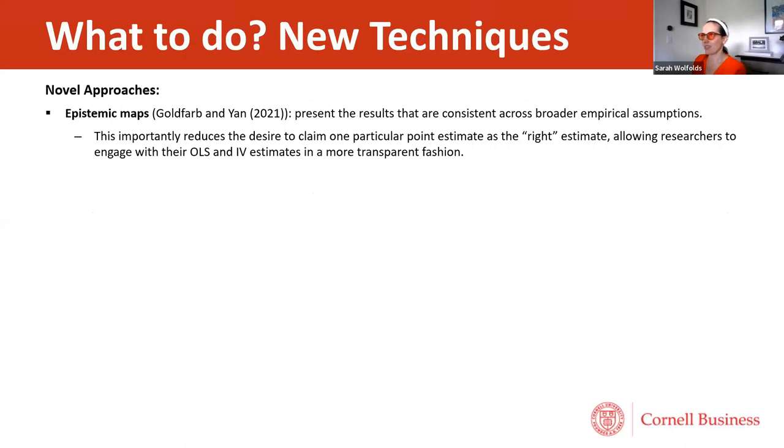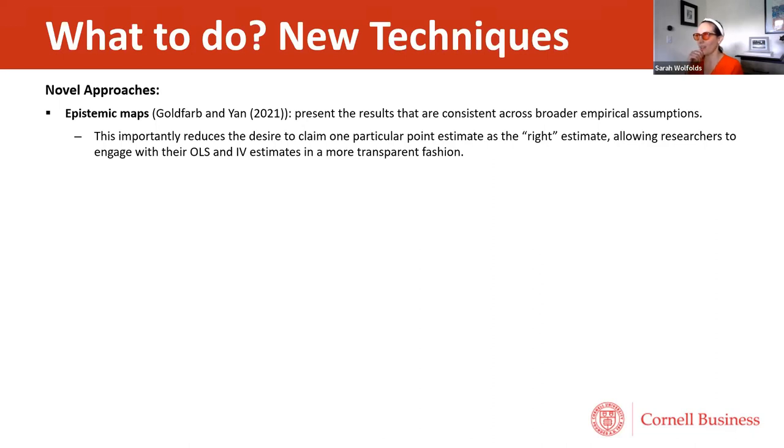Obviously there are a number of different techniques. What I just presented was essentially making the case for transparency and actually presenting your full results, in terms of first stage results as well as your OLS results. But there are a number of different ways that I think are consistent with the message we're trying to convey, right? One of the key takeaways is that the choice of your IVs, how weak the IV is in your particular setting, and whether or not there's endogeneity can have really big effects on the point estimates that you make. And so methods that are essentially reducing the desire to claim your one particular point estimate as necessarily the right estimate are ones that we would advocate for.